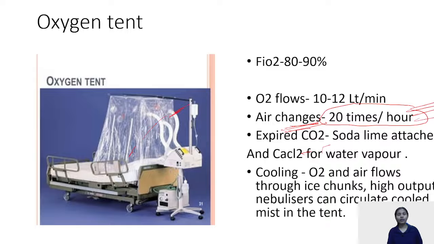So we have a pipeline that is going to have soda lime in it, which is going to react with the CO2 so that it could be washed out. But this is a highly exothermic reaction. If you remember from the last class of soda lime, it's a highly exothermic reaction. So in order to cool down the oxygen tent, the oxygen and the air that flows, it is all at a low temperature. I repeat, all this is at a low temperature.